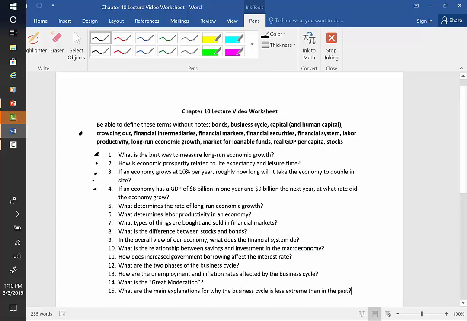Number four says, an economy has a GDP of 8 billion one year and 9 billion the next. At what rate did the economy grow? 12.5%. I can just apply the growth rate formula where I put the change in the numerator over the original value in the denominator, multiplied by 100. Going from 8 to 9, the change is 1 billion, right? I've got 9 minus 8. That's my 1 billion change over the starting value of 8, and then multiply that by 100. If you multiply it out, you should get about 12.5%.